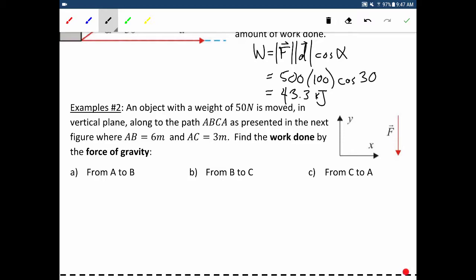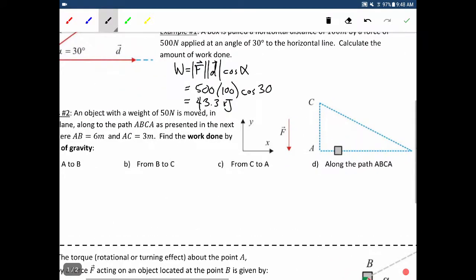Example 2: an object with a weight of 50 newtons is moved in a vertical plane along the path ABCA, as presented next to the figure, where AC equals 3 meters. We're going to find the work done by the force of gravity. Let's take a look at the picture from A to B, and keep in mind it is the force of gravity we're interested in here.